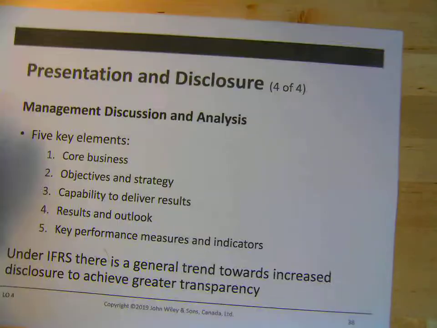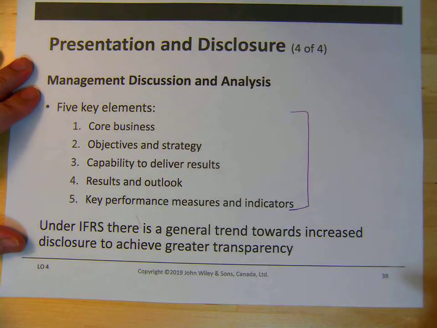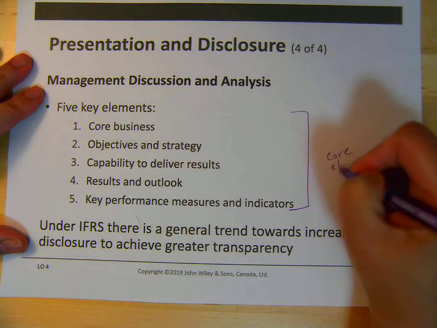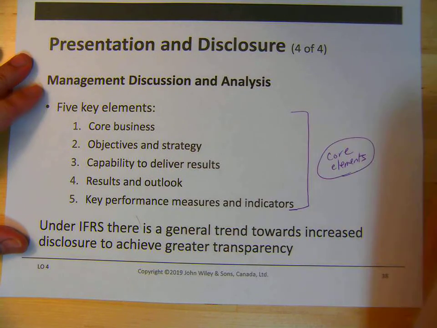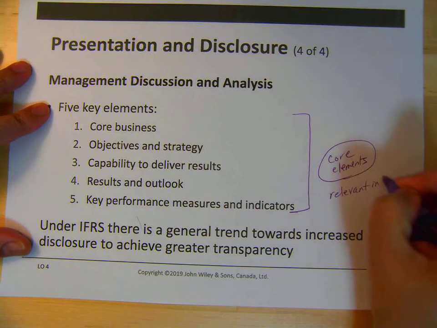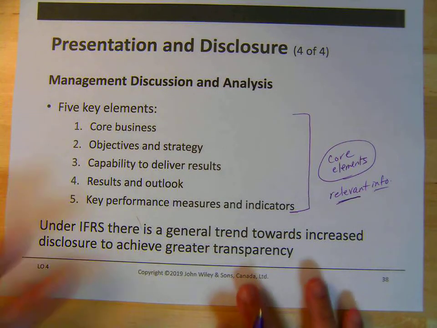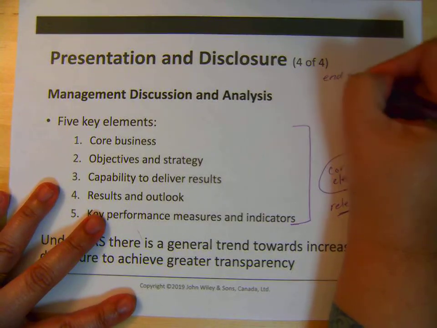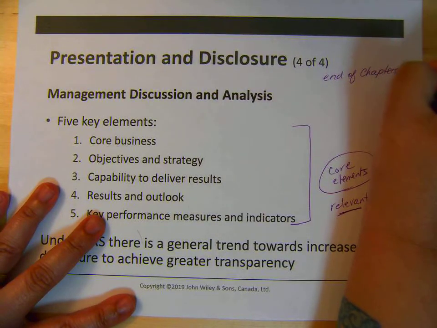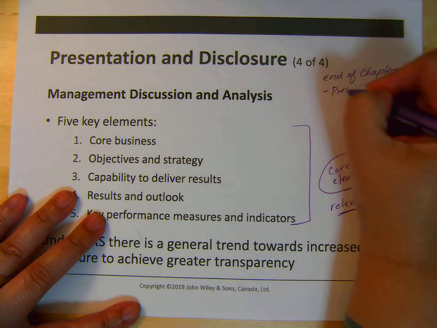Okay, so on page 38, continuing with MD&A, here's the core elements they want. So this also came from Ontario, and again, you're looking for relevant information. Okay, so that's present disclosure. At the end of every chapter, well, not this one, but all the ones that talk about the standards, they go through presentation and disclosure and what's necessary.